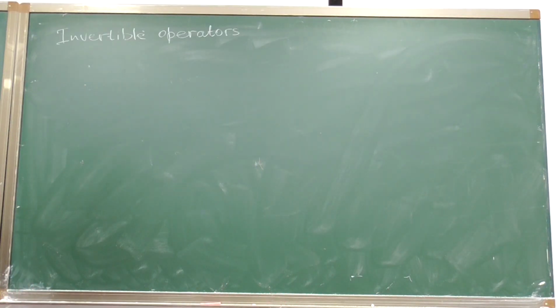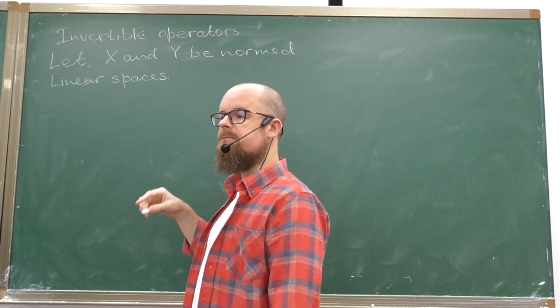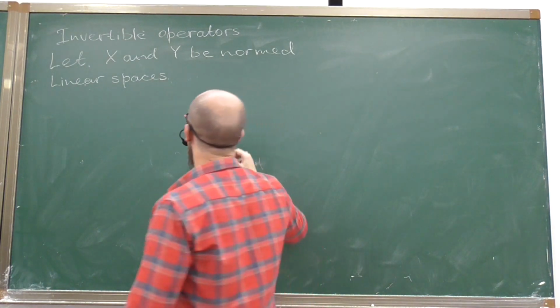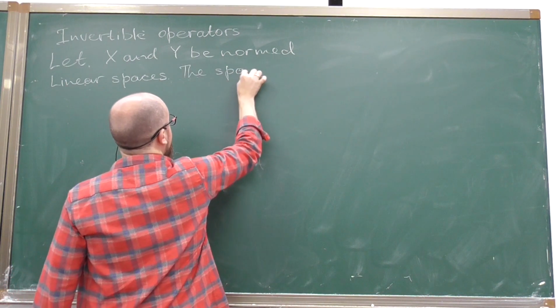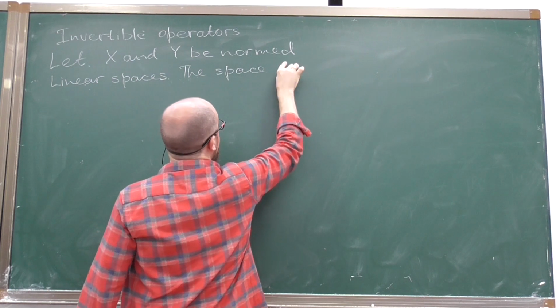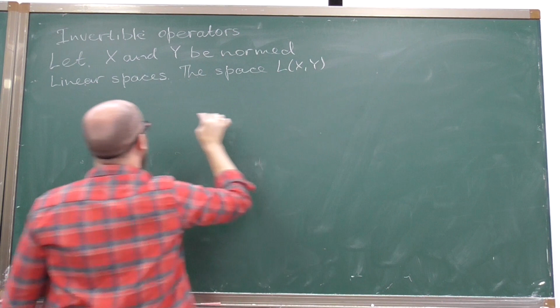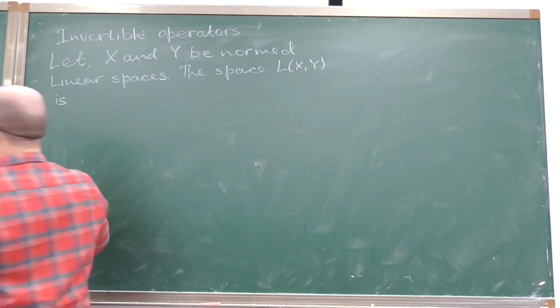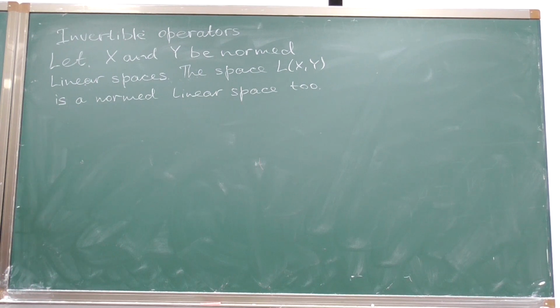So throughout the lecture, let us fix X and Y to be normed linear spaces. So we know that the space of bounded linear operators from X to Y is a normed linear space as well. So the question is, can we multiply two operators?